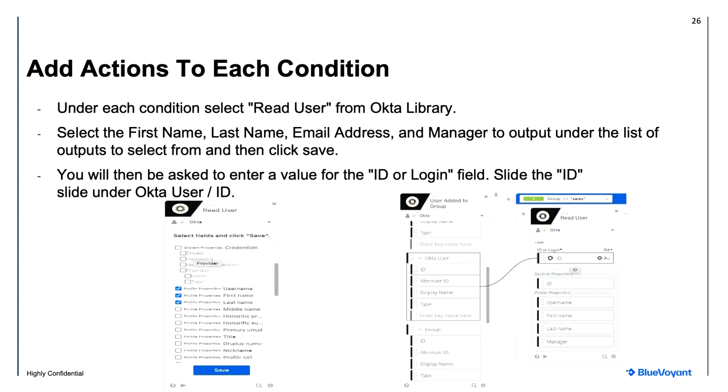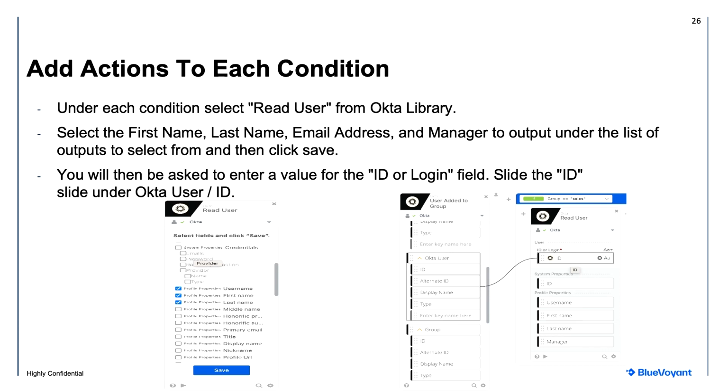And now we want to add actions to each one of these conditions that we've established. So now that we've told Okta, okay, only move forward if it's one of these 3 groups, what do you want to do? So we've already established the user added to group, but now we want to find out who is the user that was added if it's been added to one of the 3 groups.